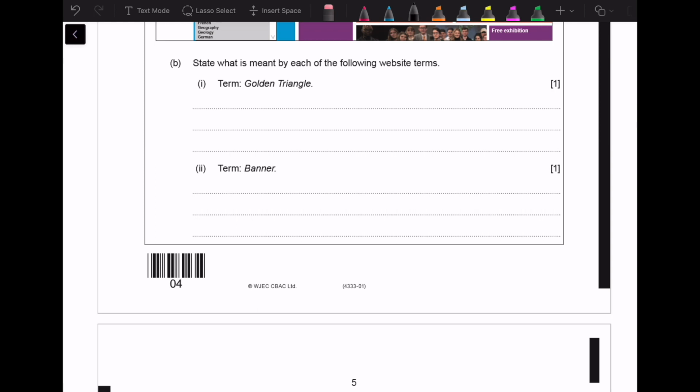Okay, what is meant by the term golden triangle? This hasn't come up for a while, but it's a lovely, lovely question. It's only worth 1 mark. In some of the earlier papers, it was worth 2. So this is basically where the search results are displayed.